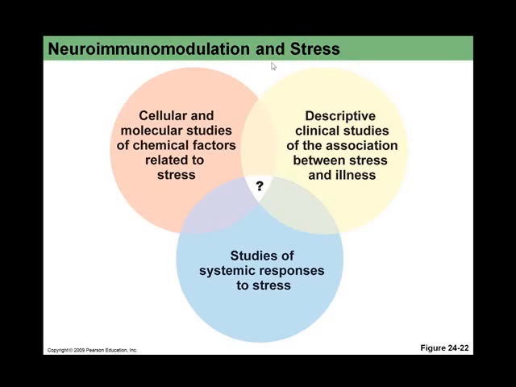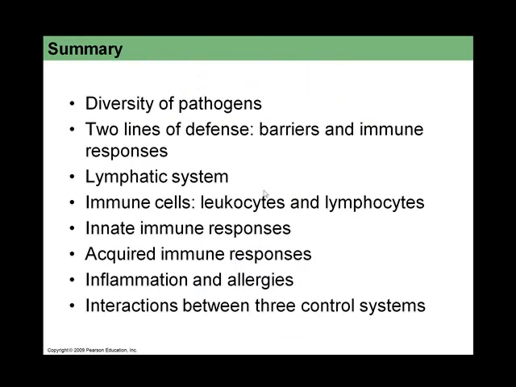The neuroimmunomodulation and stress is considered in this slide, kind of a concept slide with cellular and molecular studies of the chemical factors related to stress overlapping with descriptive clinical studies of the association between stress and illness, both of which overlap with studies of the systemic responses of stress, and then where all three overlap, you have this common zone that is not well known or understood yet, but there's definitely recognized overlaps and can have significant impact on organisms in their responses to environmental challenges such as invading organisms.